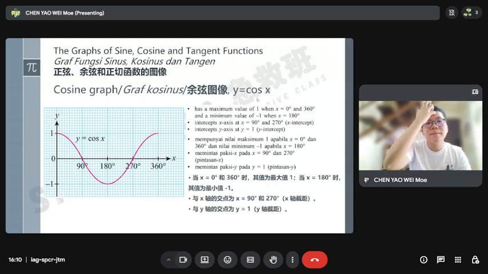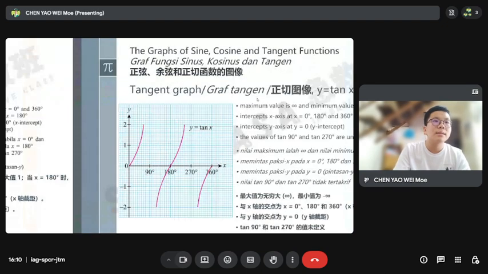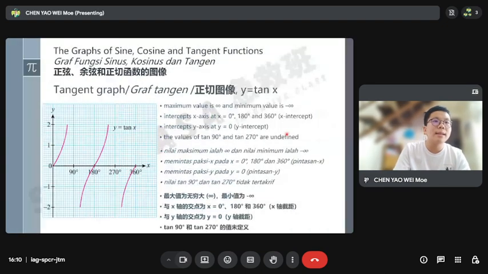For the tangent graph, you can try to press the numbers on the calculator: tangent 90, tangent 270. We have sine 90 and cosine 90, which give an answer, but for tangent 90 there is no answer, just undefined. You can check later. The calculator can prove the answer to you. Okay, and we start at 0.